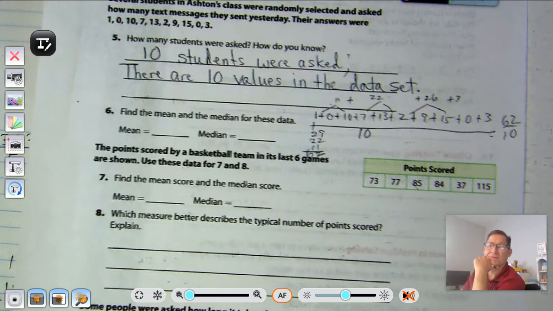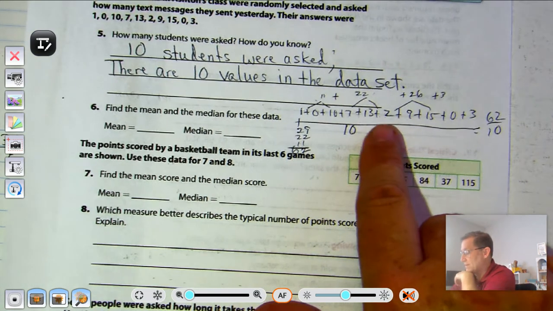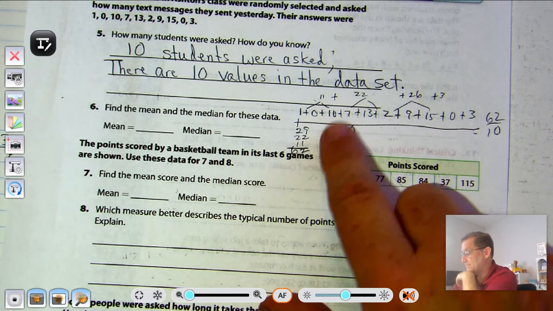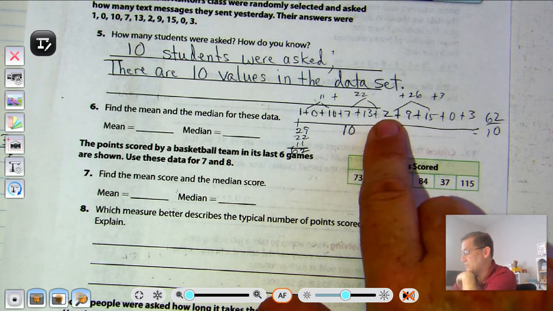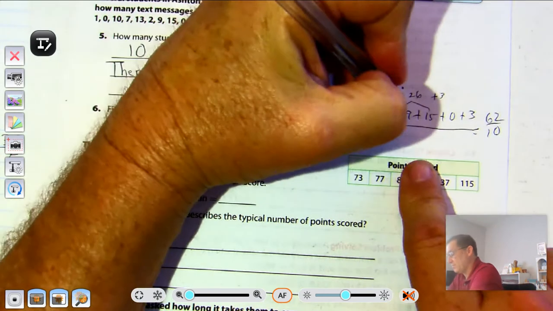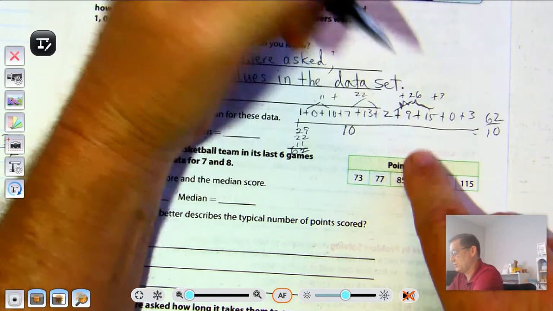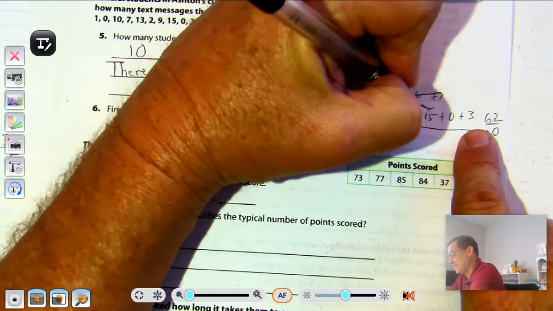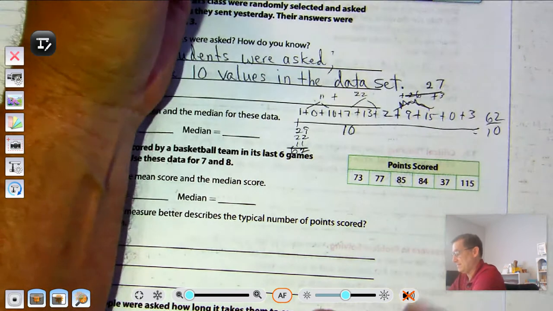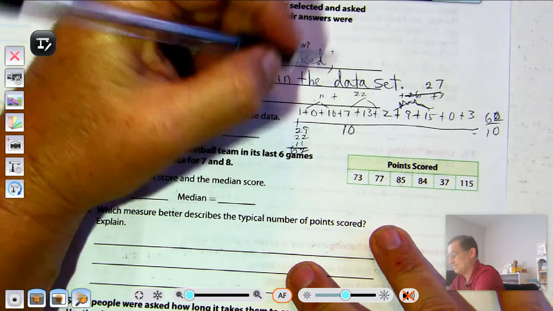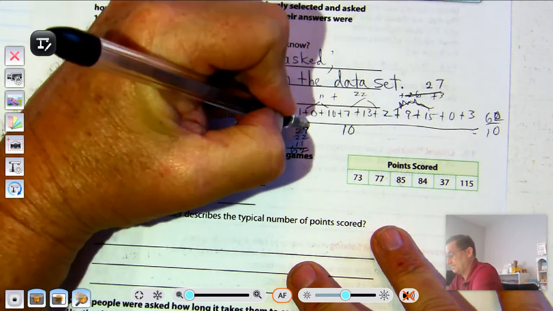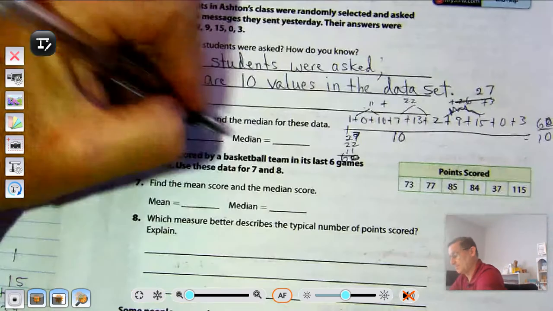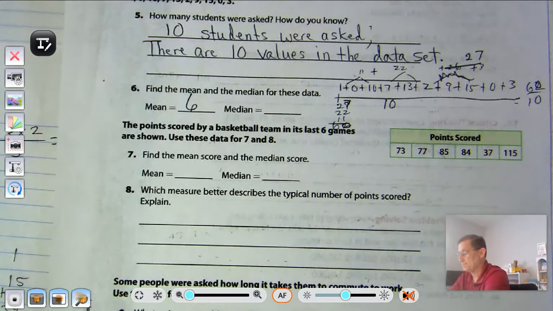Oh, no, I am incorrect. I added 2 twice. Okay, so 1 plus 10 is 11. 7, 13, 2 was 22. But this next set should have been 9 plus 15. 24 plus 0 is 24 plus 3 more is 27. So it's actually 60. All right. 60 divided by 10. That's just 6. What's the median?